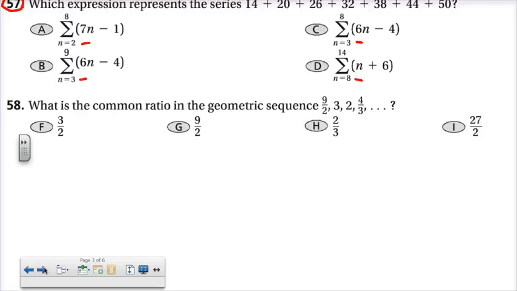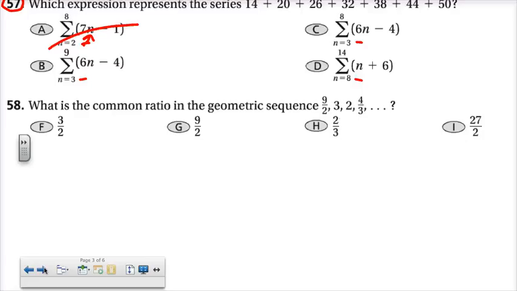So what we would want to do here is just look at a couple of these and see, would they really generate that first term of 14? Because if you can't even get 14 out of there for the first term, you know that's not the right answer. So I look at A, and I figure out, if I put a 2 in there, 7 times 2 is 14, and 14 minus 1 is 13. That's not it.